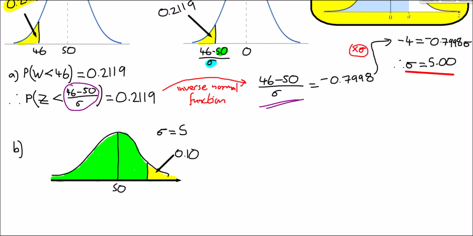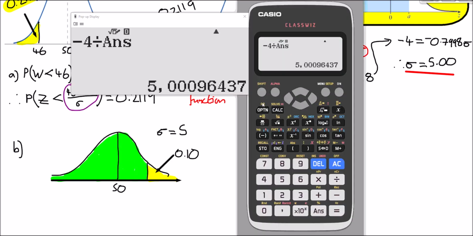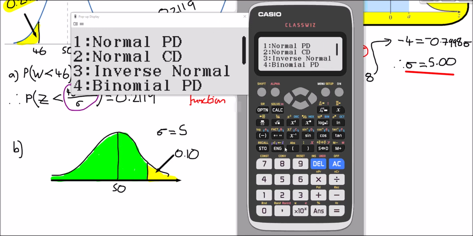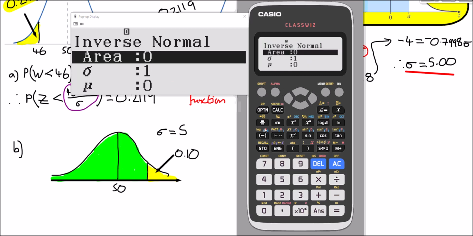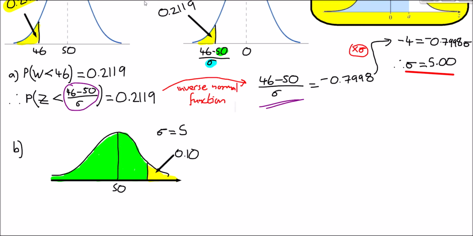So anyway, using this value for sigma, I can now go menu, option 7. This time I need just the normal CD function. So press 2 for normal CD. In fact, no, because we're wanting to find a value which gives us a probability, it is inverse normal. So we're wanting this point here, which gives us 90% of the curve.